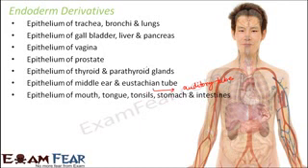So the term endoderm means inner layer, the innermost germ layer. So this innermost germ layer will form the lining or the epithelium lining of all the internal organs like gallbladder, liver, pancreas, lungs, vagina, prostate, etc.